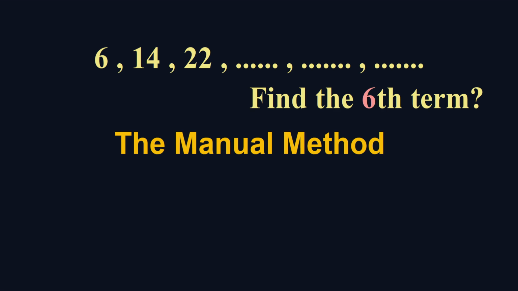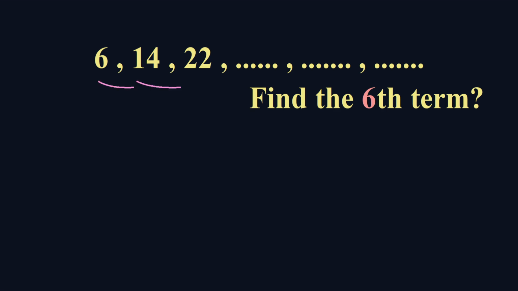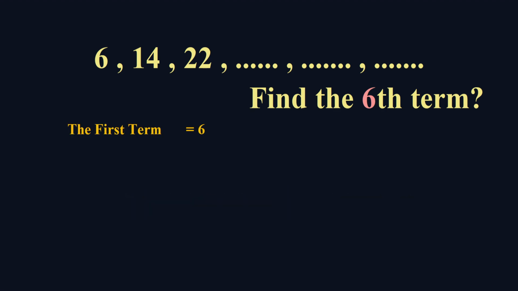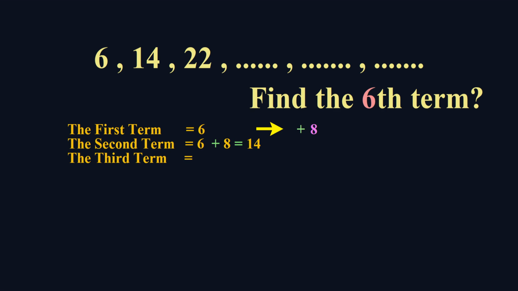Look at the problem. Since each term increases by 8 from the previous one, this 8 is called the common difference. The first term in the arithmetic sequence is equal to 6, and we can get the second term by adding 8 to the first term. So the second term is equal to 6 plus 8, which equals 14. And we can get the third term by adding 8 to the second term, 14 plus 8, which equals 22.